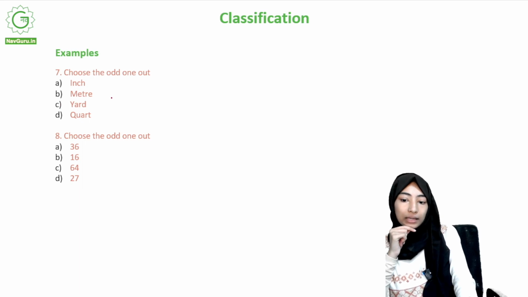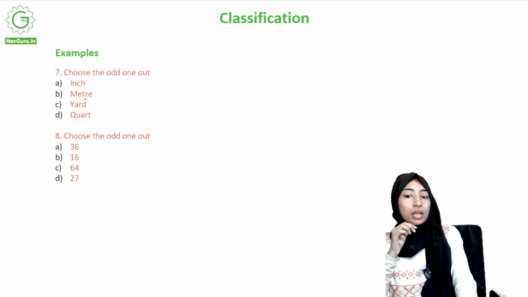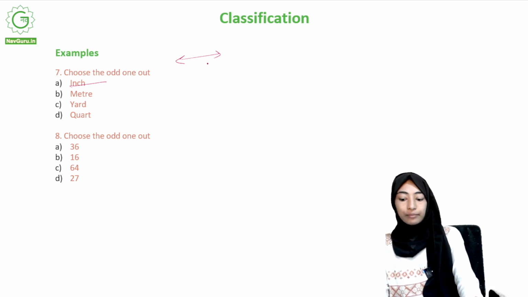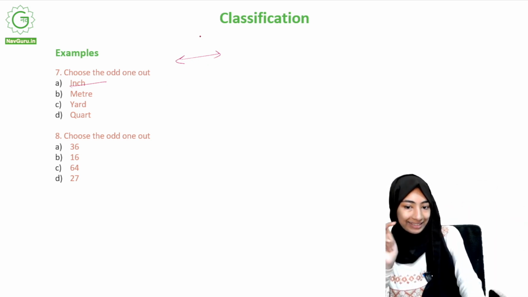Next, choose the odd one out. Inch, meter, yard, quart. When you think of inch, what's the first thing that comes to your mind? It is a unit of length, right? You use it to measure length. You say 12 inches or 6 inches or whatever. You use it for measuring length.